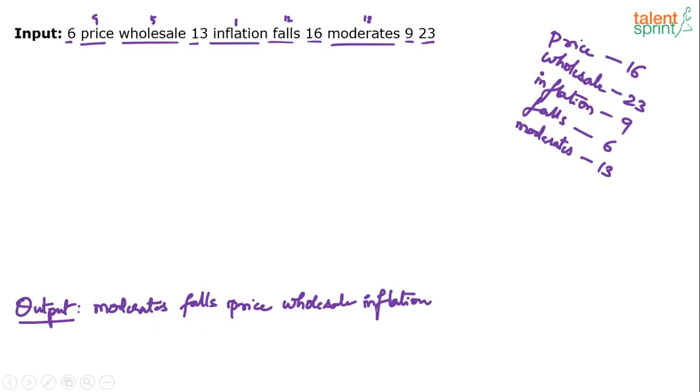Moderate, falls, price, wholesale, inflation. Now remember, numbers directly cannot be put in this order. Like moderates is 13, so don't put 13 here, and then falls is 6, so don't put 6 here, because remember, when you moved inflation, the word that was moved was 9. So numbers will be in the reverse order. Like inflation, it will be 9 here. Then go in the reverse order, right, for numbers.